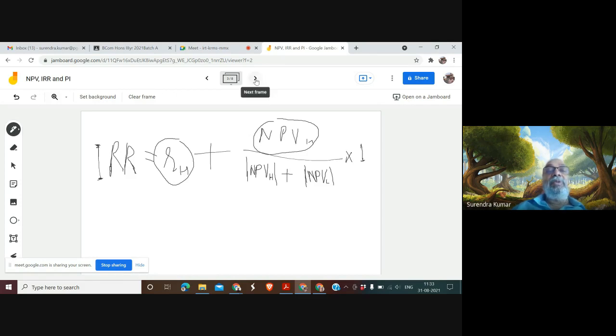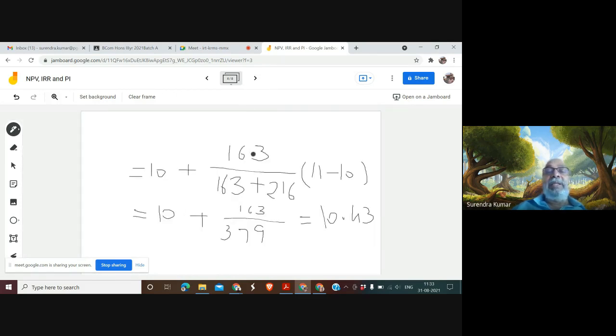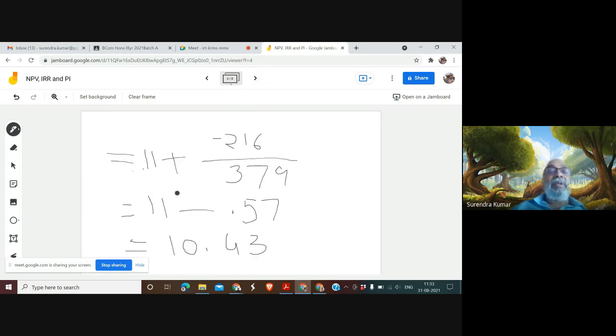So if we use these two different formulas, firstly with the lower rate, this is how we do the calculation. And we get 10.43. We start with 10% and we apply the values that we have calculated and we get this. Likewise, we do it with the higher rate. When we do it with the higher rate, this net present value, which is in the numerator, at the higher rate is negative. And therefore, we will be subtracting this second term out of 11%.